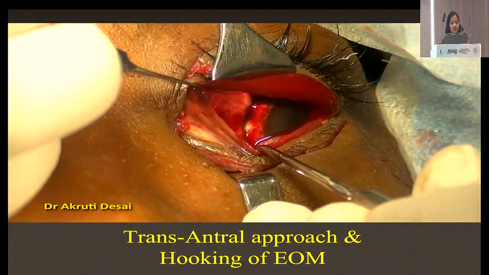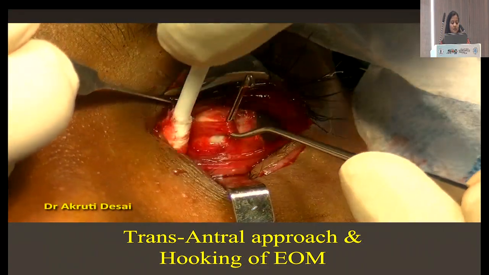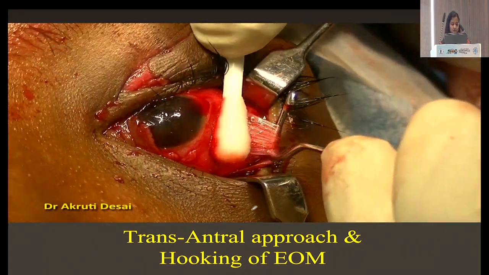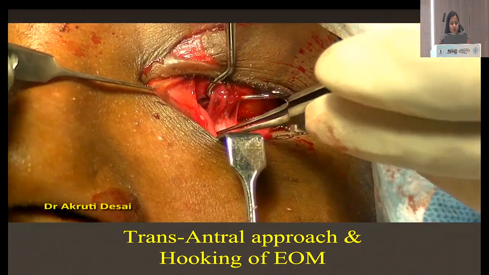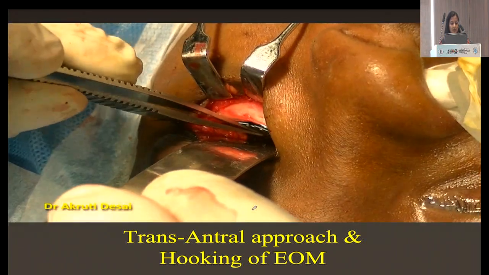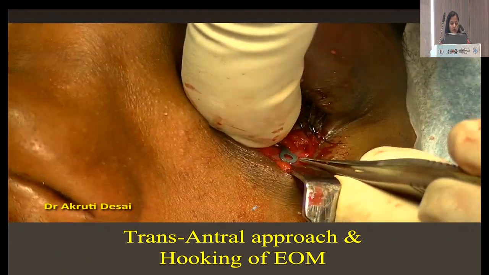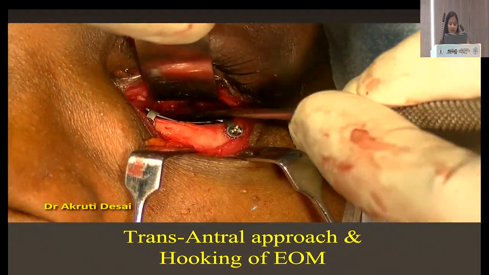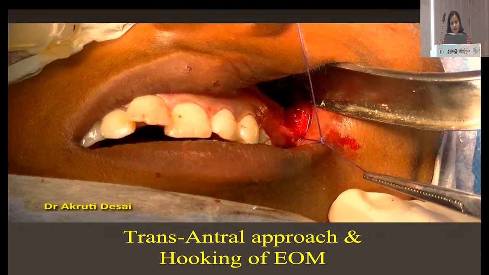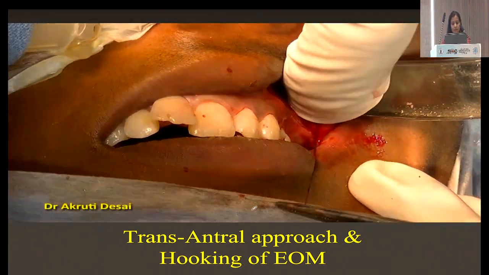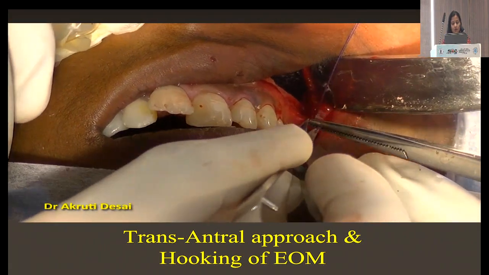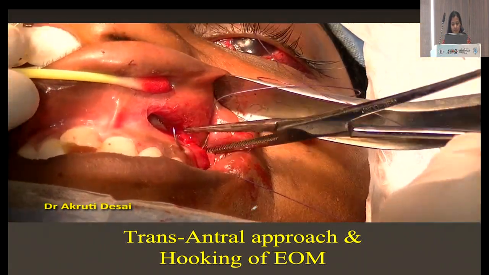A transconjunctival peritomy of 360 degrees was done. Fortunately, all muscles were intact and they were hooked to ensure that the globe can be retrieved easily. A rigid floor implant of titanium 3D was implanted just below the periosteum, and the oral cavity wound was closed.